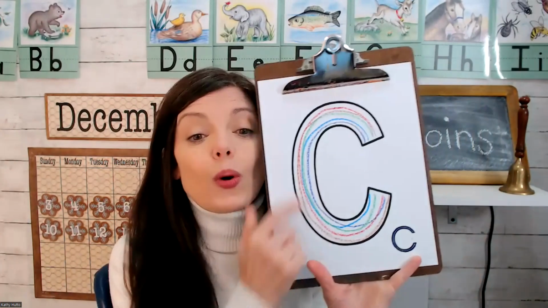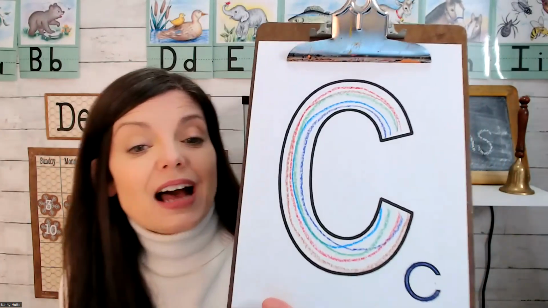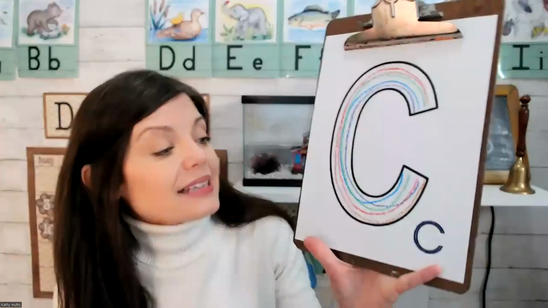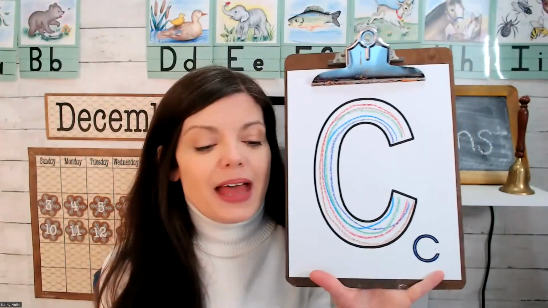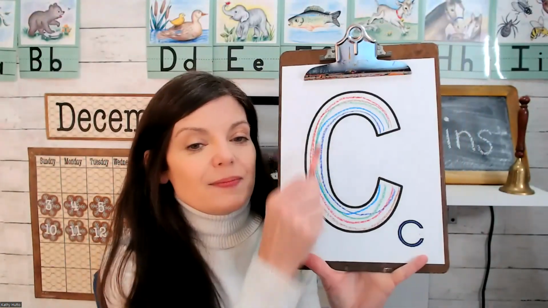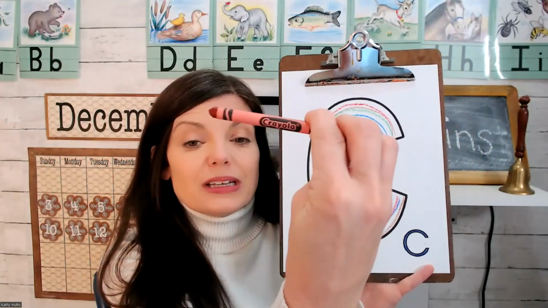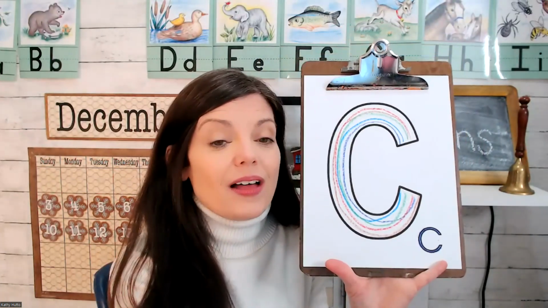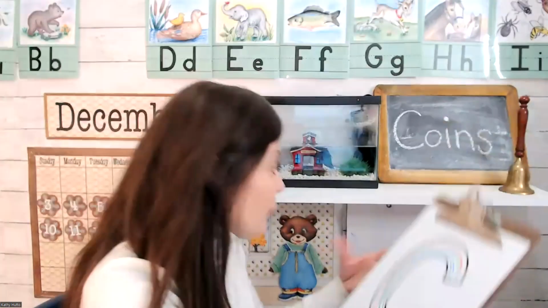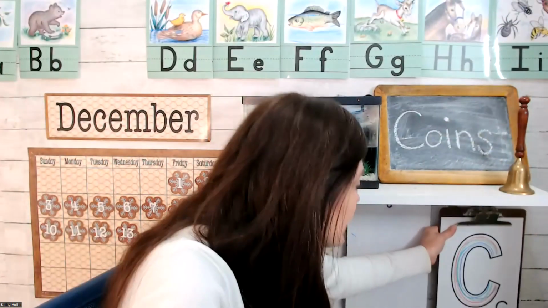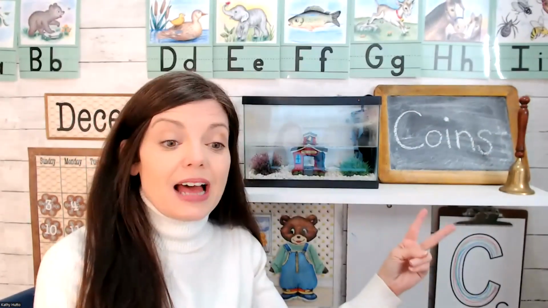Well, C is for coins, but C is also for crayons and colors. And that's how I decorated my letter C today. I just took my crayons and put lots of lines. And if you look closely at your crayon, you'll even see a letter C on there. So that's an idea for decorating. When we decorate the letter, it helps us recognize it.